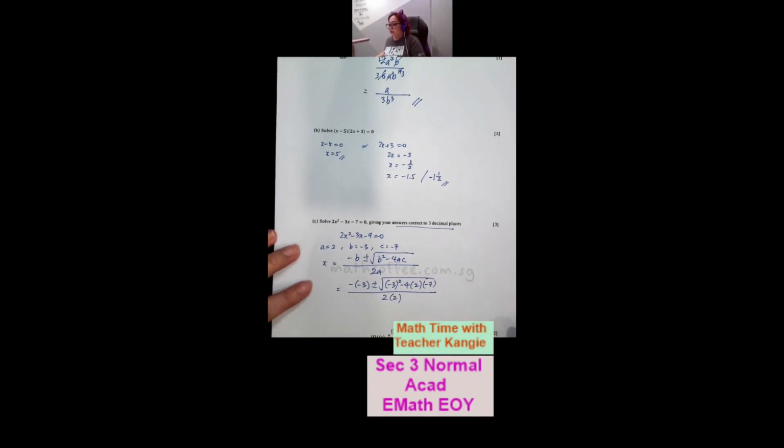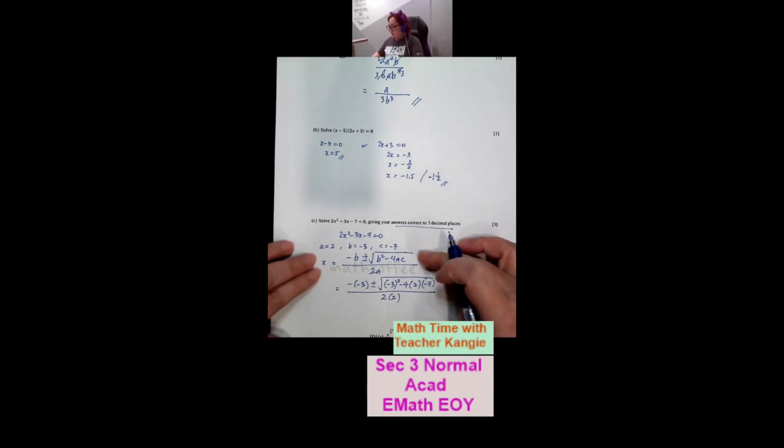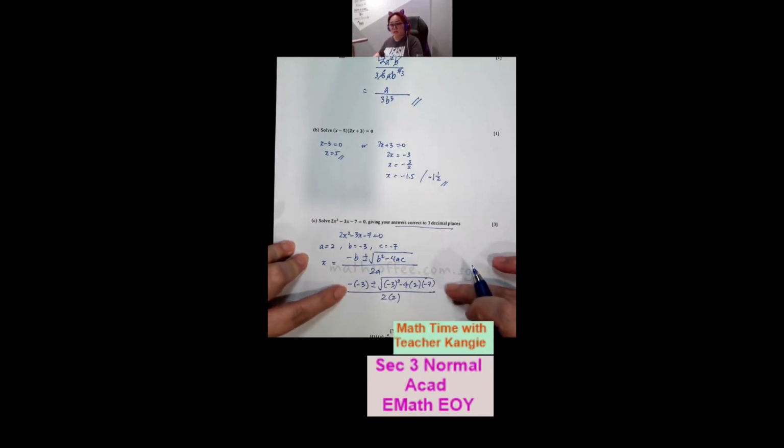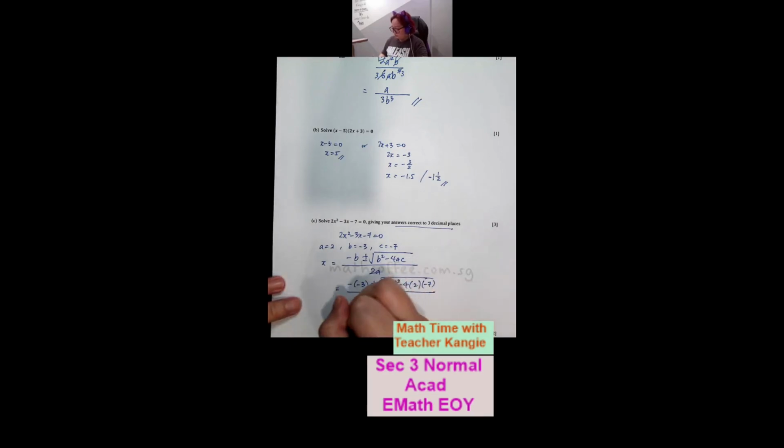So yes, you can press your mode 3, but please, you must at least show this working out, okay, in order to get the 3 marks, right? You must at least show this, then you can press the mode 3 to get the value.